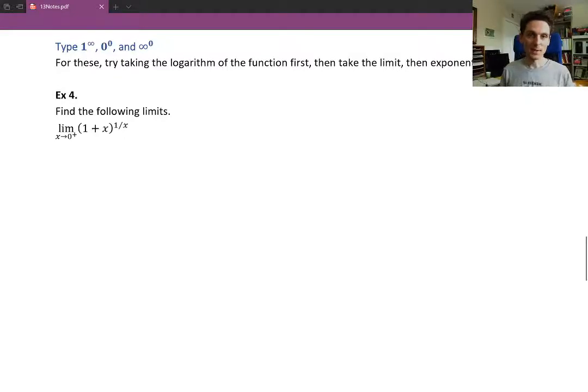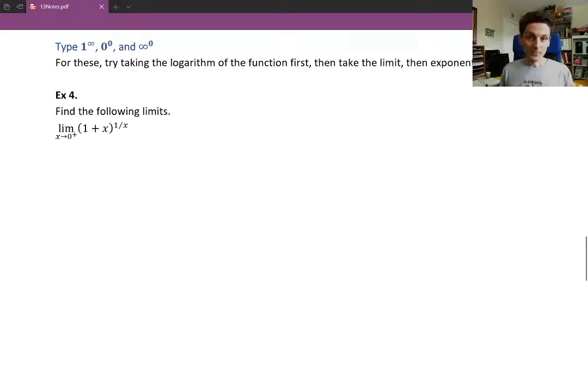So this would be a good example to show why 1 to the infinity is not necessarily going to be equal to 1. It could be anything. It could be 0, it could be infinity, it could be another finite number. Let's find out what it's going to be.